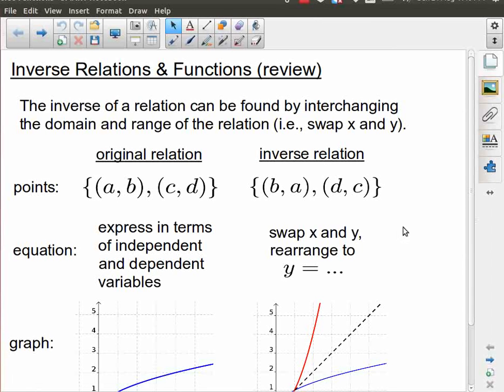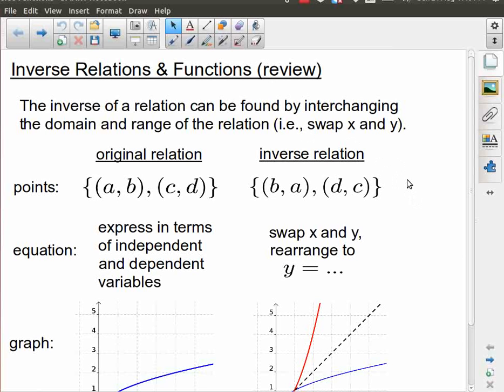In this lesson, we're going to be looking at the inverses of relations, and in particular, we're interested in the inverses of relations that actually give us a function as an inverse. So first of all, just the general rule, and all of this that we're going to be talking about in this lesson is review from past courses.